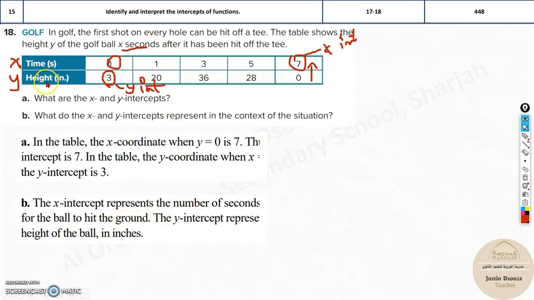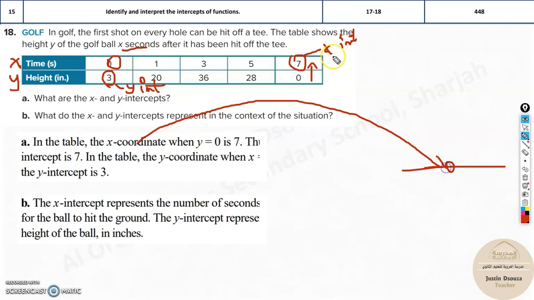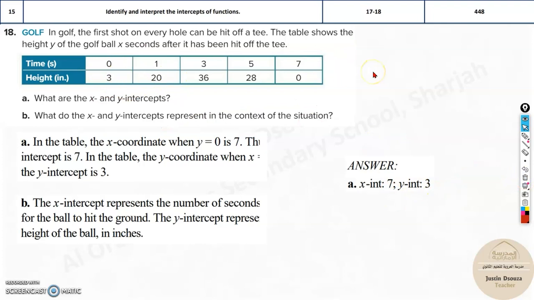And it's the same thing. What is this about? It's about time and height. You can tell the x-intercept represents the number of seconds for the ball to hit the ground. Now it's the height. It goes up like this and it falls down. When the height is 0, that is the x-intercept. Whereas the y-intercept represents the height of the ball in inches at the beginning. That is the start of the ball. So when it starts, that's it. Your main thing is understanding what the x- and y-intercepts are. That's it. It's just two topics.